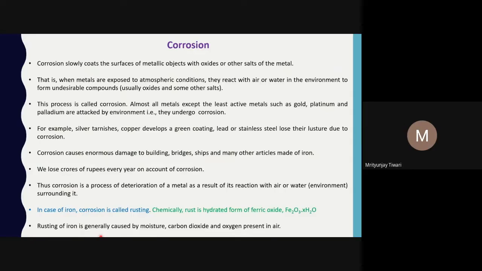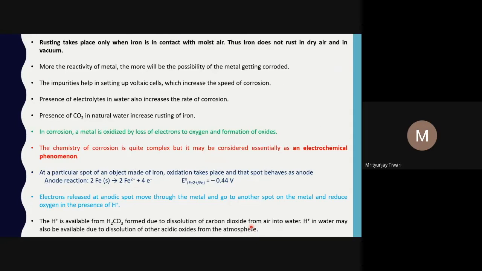Rusting of iron is generally caused by moisture, carbon dioxide, and oxygen present in the air. How carbon dioxide causes rusting, and how moisture and oxygen cause rusting, we will see a bit later. For the rusting of iron, moisture, carbon dioxide, and oxygen are all required, and they are already in the atmosphere. So rusting takes place only when iron is in contact with moist air. If iron is not in contact with moist air, rusting will not take place. Thus, iron does not rust in dry air and in a vacuum.